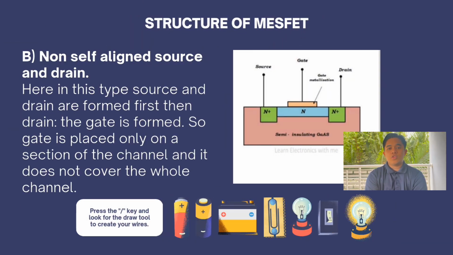The second is non-self-aligned source and drain. Here in this type, the source and drain are formed first, then the gate is formed, so the gate is placed only over a section of the channel and it does not cover the whole channel.